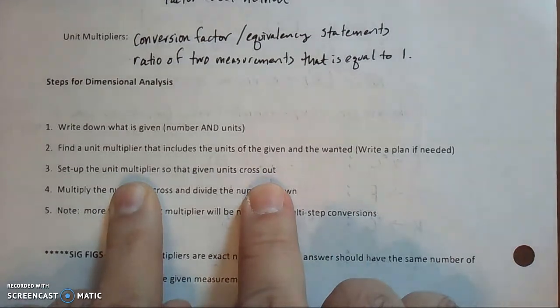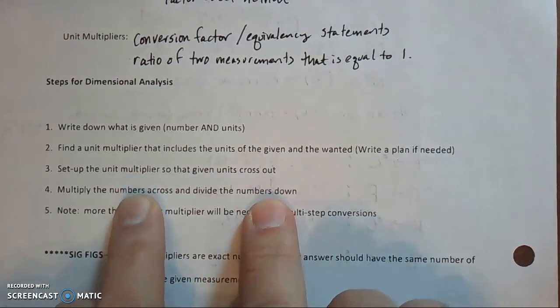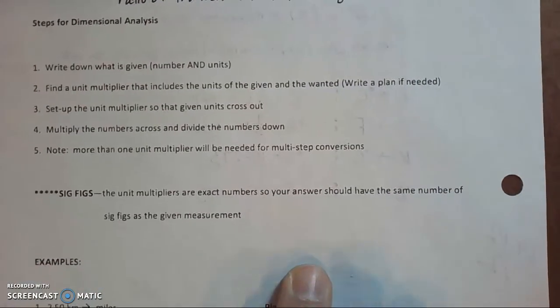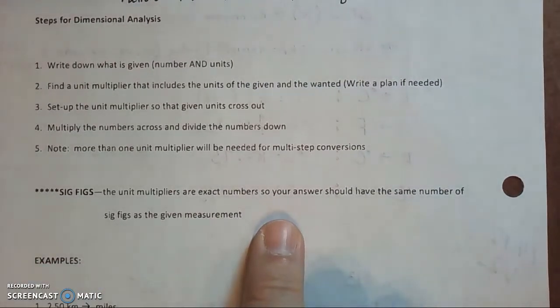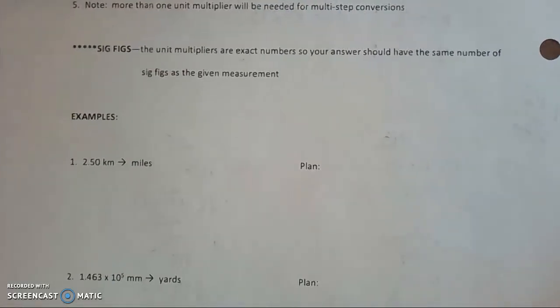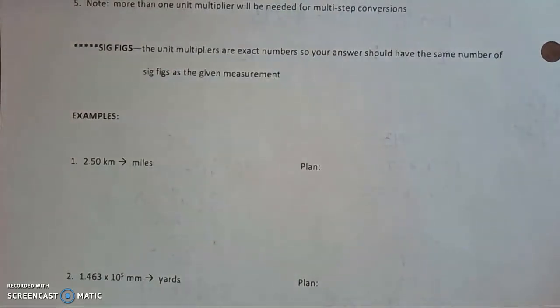We then set up a little chart that we're going to use, and then these we'll talk about here in a second. With respect to significant figures, all of our unit multipliers we're going to treat like exact numbers. So however many significant figures are in the number that we're given, that's going to be how many significant figures our answer should have. So let's go through an example problem. And we'll split this video into a couple segments.